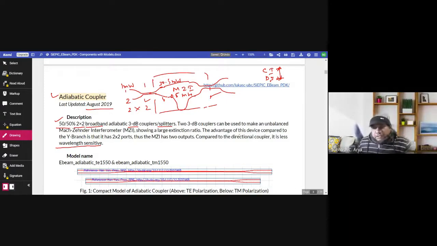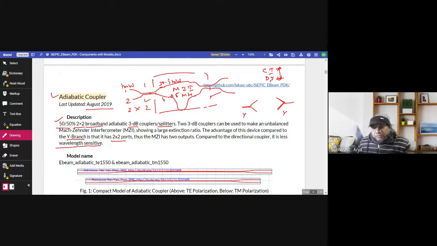The advantage of this device compared to a Y branch is that it has two cross two ports. So what is this Y branch? A Y branch also does the same job of coupling and splitting. Its structure is like this. So here it is working as a splitter. But if you flip it, you can see like this, so this will work as a combiner or coupler. Splitter and coupler, so this is a Y branch.